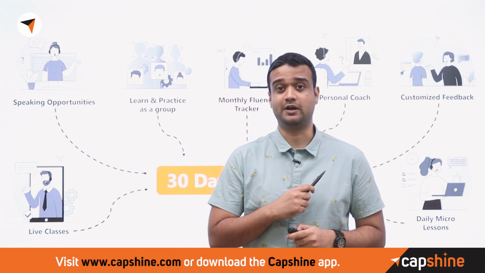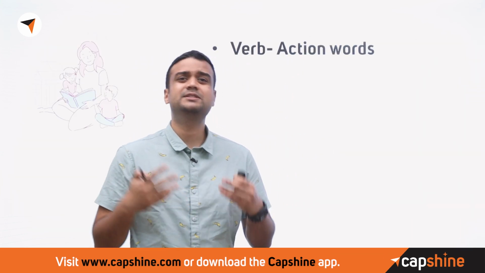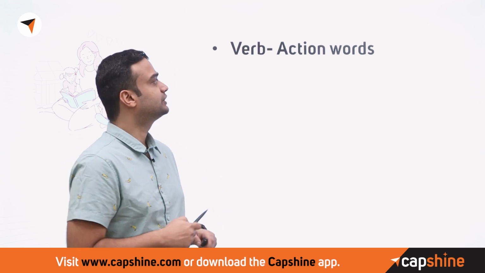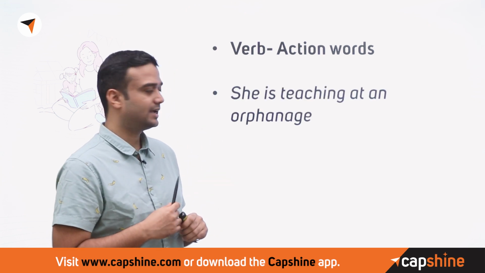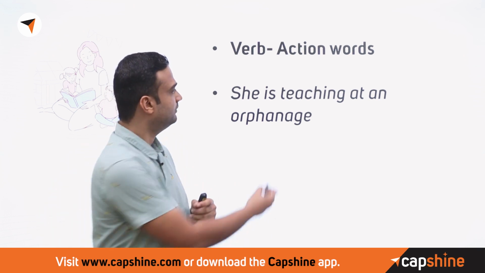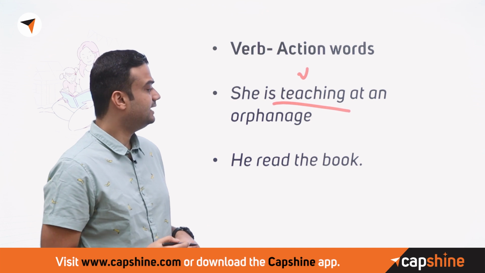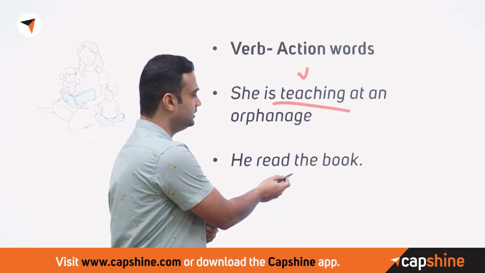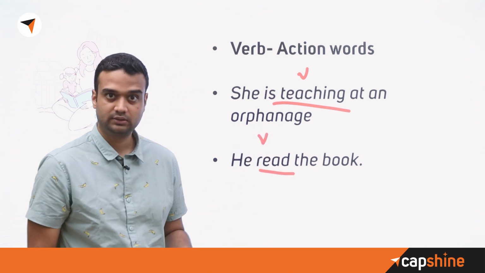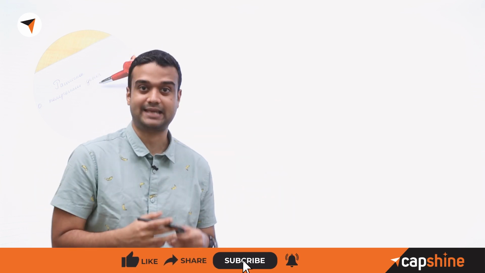Great, let's move on to verbs now. What are verbs? Well, verbs are action words, right? So, she is teaching at an orphanage. Take a look at that. What is the action here? Well, it is teaching, of course, right? He read the book. What is the action here? To read. Great.